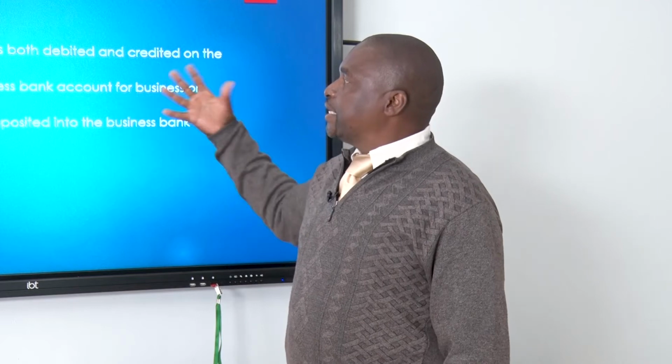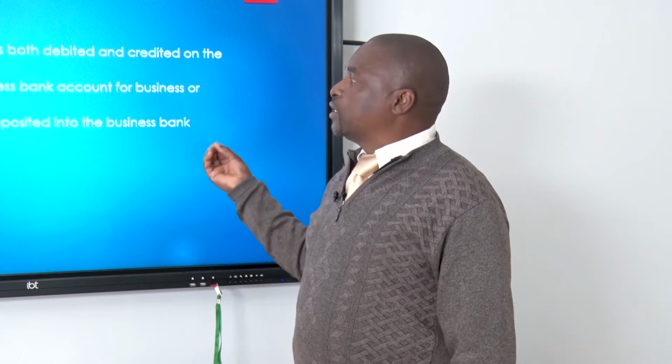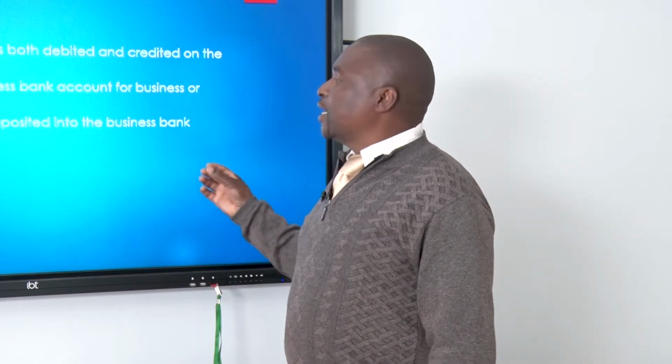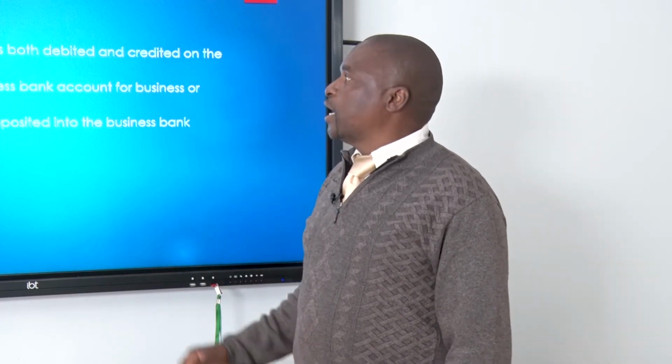Let me just explain how we record the contra entry. A contra entry is a transaction that is both debited and credited on the same cash book. One, cash is withdrawn from the business bank account for business or office use. Two, cash is taken from the till and deposited into the bank account. So it goes in two ways. It's either cash is taken from the bank and put in the business, or cash is taken from the cash account and deposited into the bank.